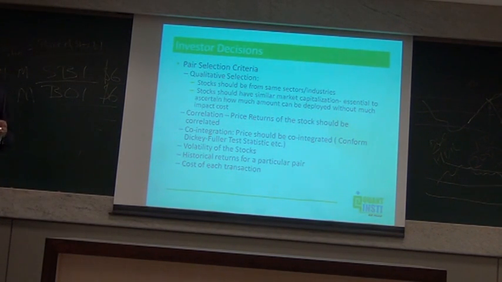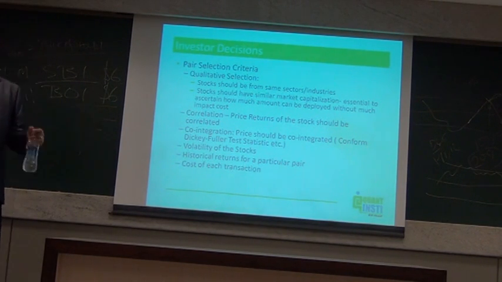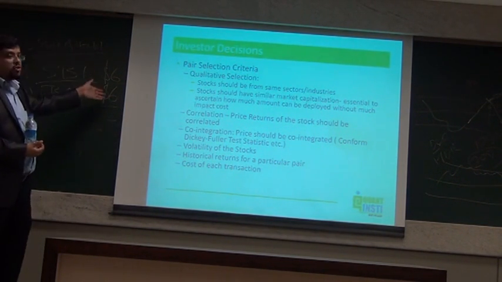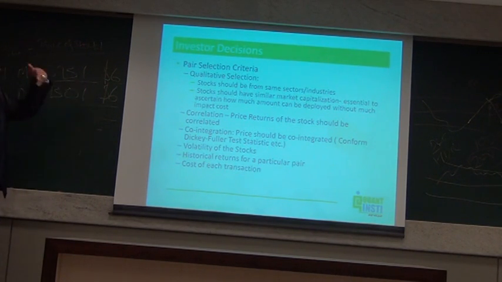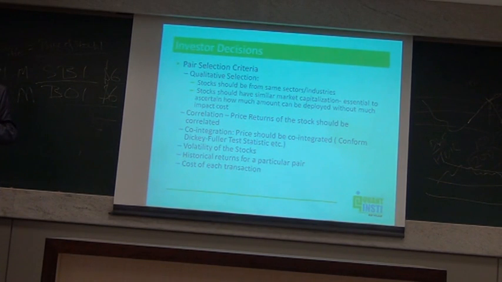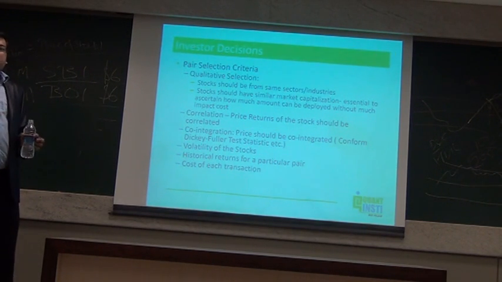Your co-integration is good, your pair is away from the ratio, every criterion is there. Will you be able to deploy your money? No. So it becomes very essential to look at whether these two stocks have a similar market capitalization. I am taking market capitalization as a synonym for impact cost. If you have a high impact cost, you will not be able to deploy it, so if you want to trade a big amount.